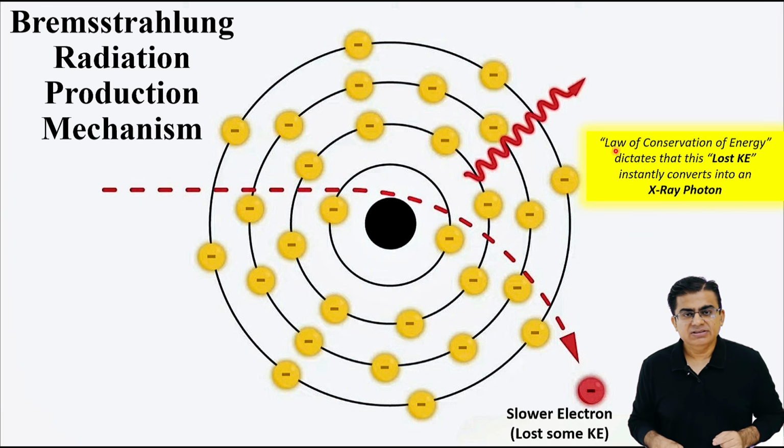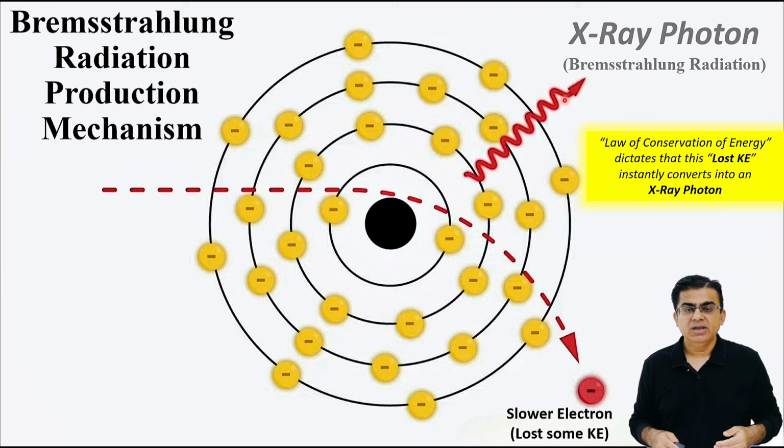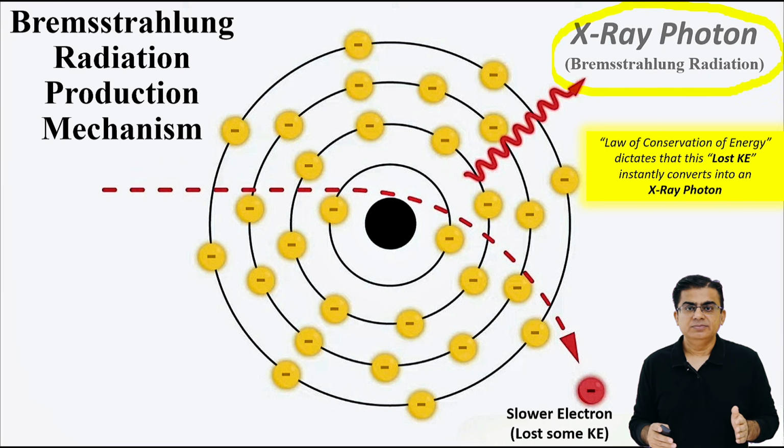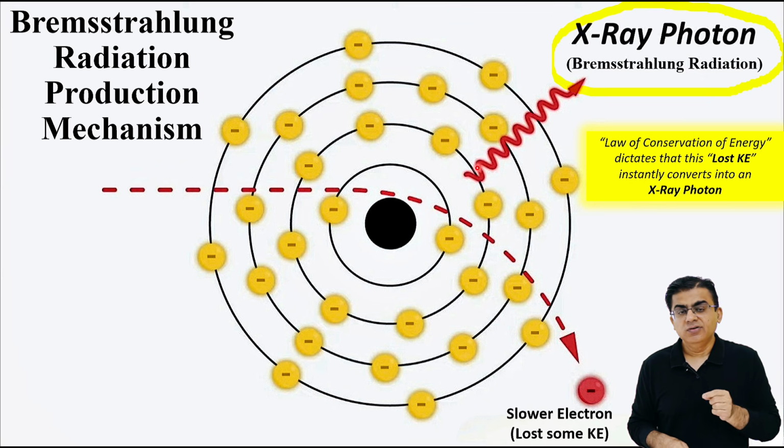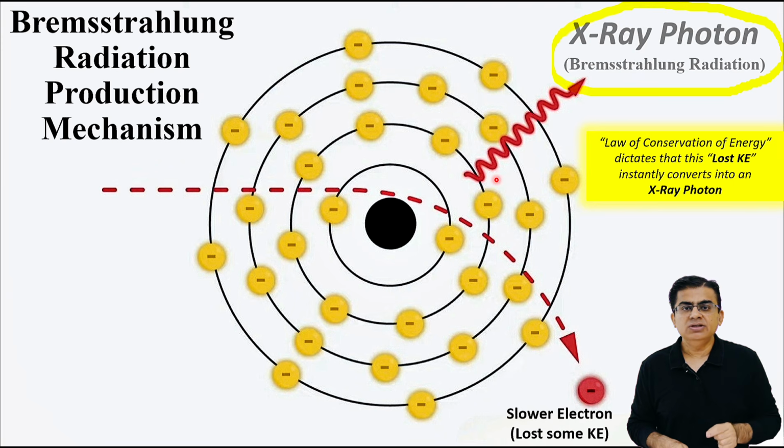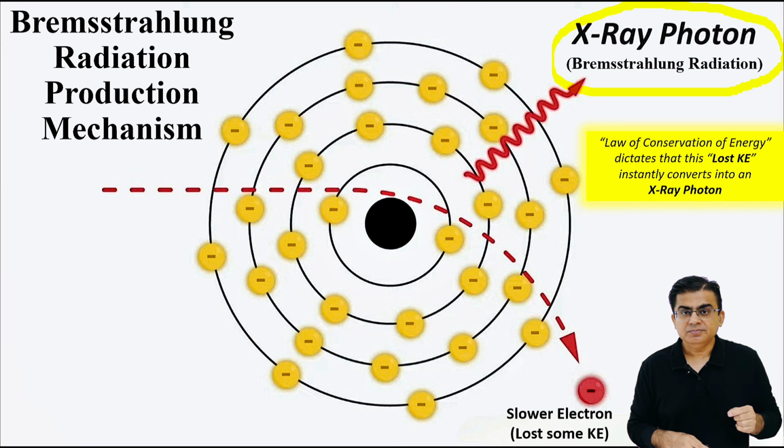According to the fundamental law of conservation of energy, this lost energy cannot simply disappear. It is completely and instantly converted into an electromagnetic wave. This newly born wave is your Bremsstrahlung X-ray photon. Remember that the exact amount of energy this photon carries is perfectly equal to the kinetic energy lost by the electron during that sharp turn.